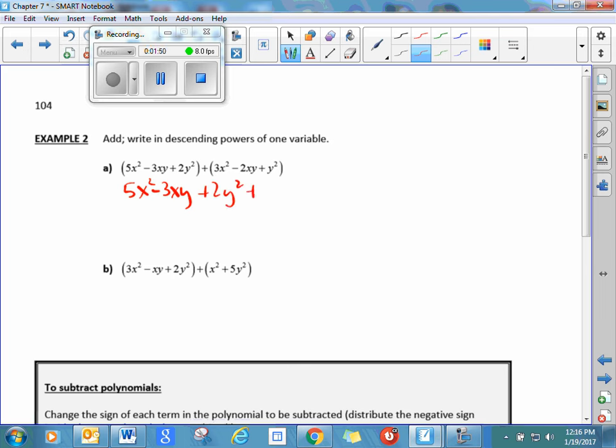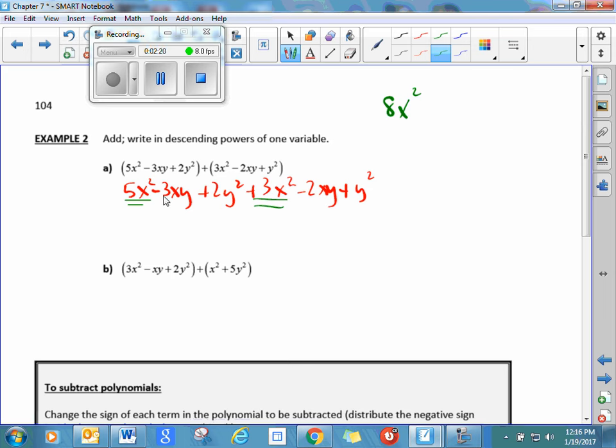And I'm going to look for like terms. And to remind you, to be a like term, the variable and the exponent need to be exactly alike. So I've got x squares. I've got 5x squared here and 3x to the second power here. So those are alike, and I can combine them. That makes 8x squared, and I'm just going to add the coefficients.